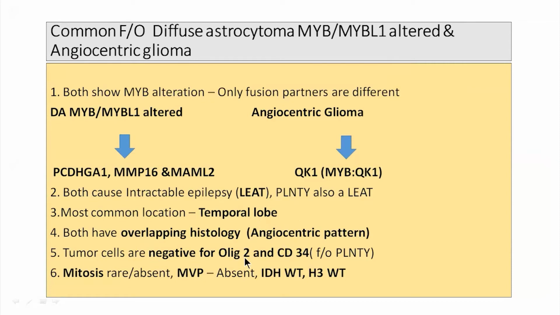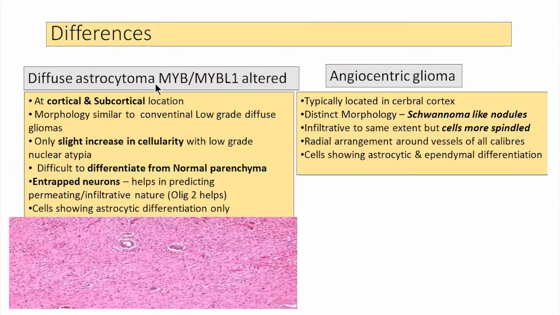And here the tumor cells are negative for OLIG2 and CD34. CD34 is a feature of PLNTY, we will discuss it ahead. Mitosis is rare or absent. Microvascular proliferation will be absent. It will be IDH wild type, and H3 histones will also be wild type. So these are the two. We are covering the two pediatric low-grade gliomas together.